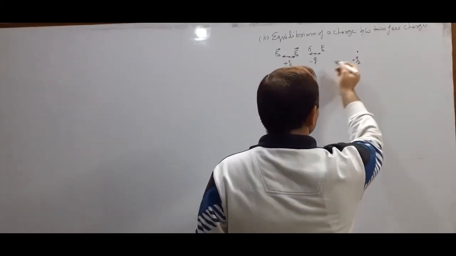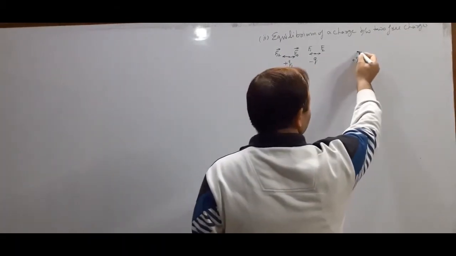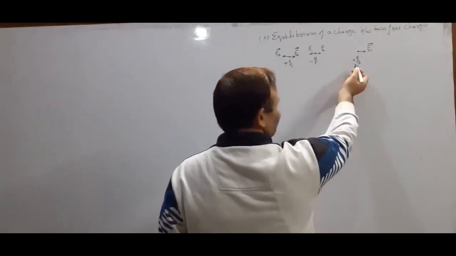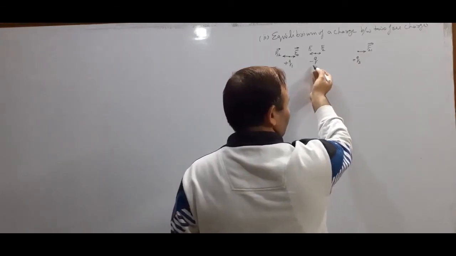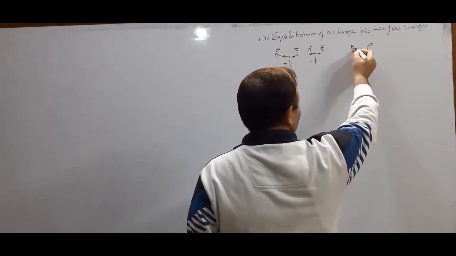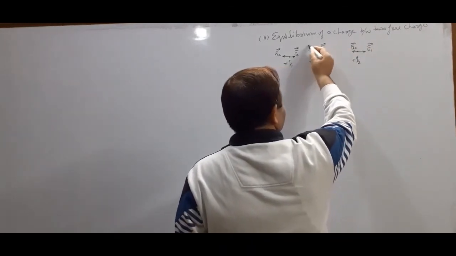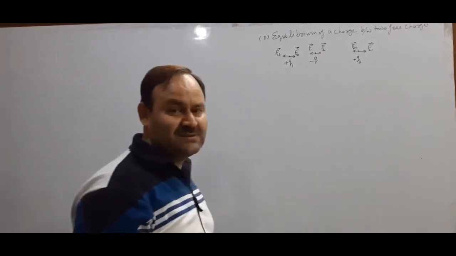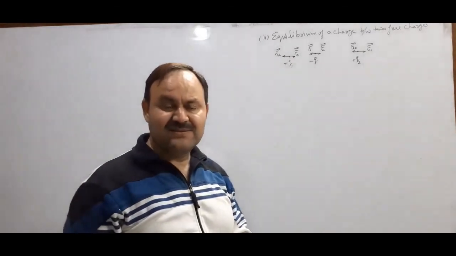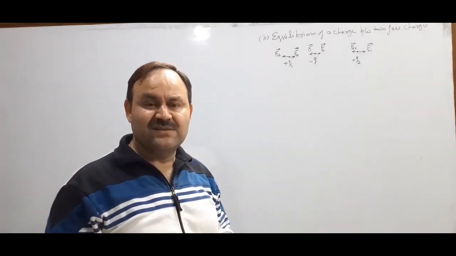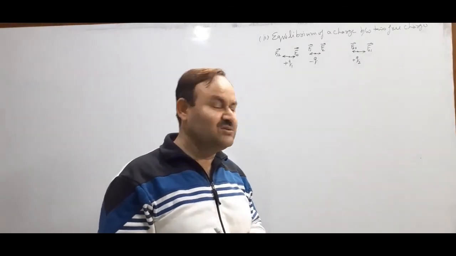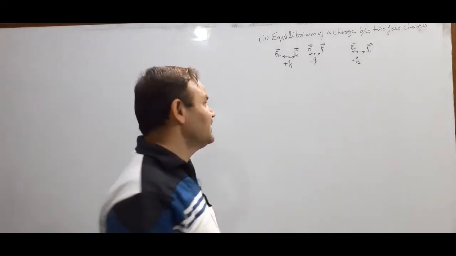And for Q2, Q2 will experience a force due to Q1 away from Q1, F21, while force experienced by Q2 due to minus Q will be towards the negative charge, F20. These two forces acting on the charges can be varied by varying the distances, such that the net force on each charge is 0, and wherever net force on each charge becomes 0, the system will come to an equilibrium.